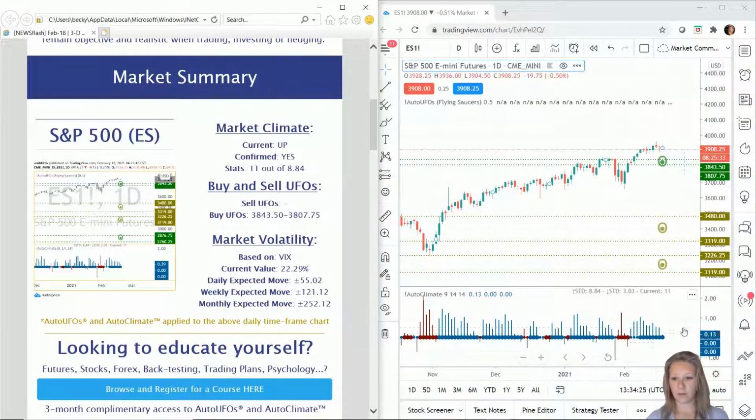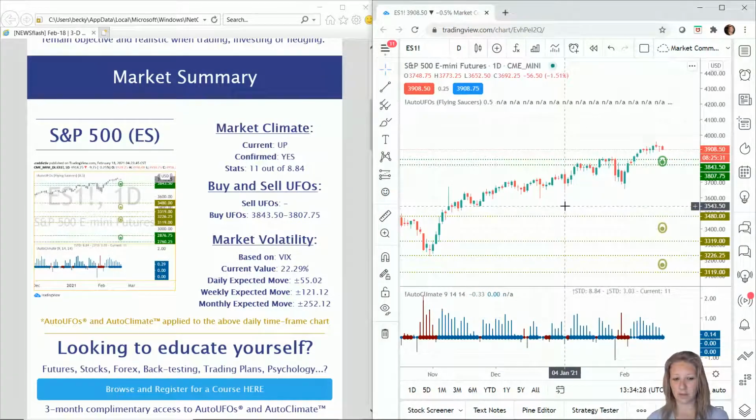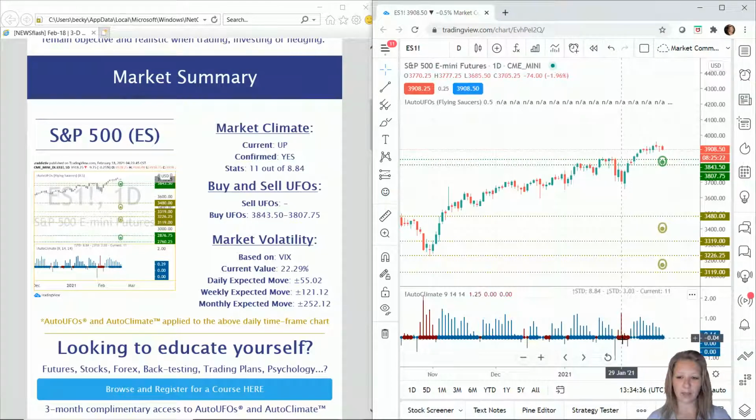For some reason I've lost my drawing tool, so I'll just have to circle it around there. We have our thick blue dot showing on our auto climate. We could also have a thick red dot and thin dots as well. The auto climate app is telling us whether we have probabilities to the upside, to the downside, or in no direction really. In this case, we have a thick blue dot here on the S&P, which tells us we have a confirmed upwards climate.